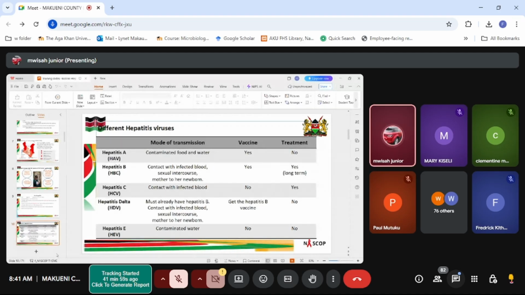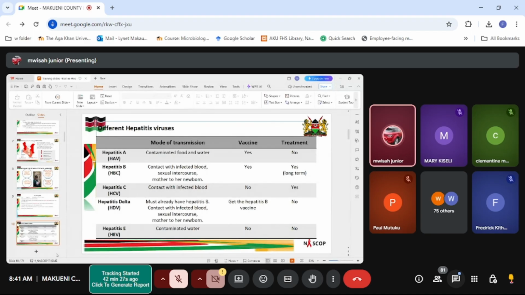This is a chart still explaining the same. Hepatitis A: contaminated food and water is the mode of transmission. It has a vaccine, yes, but treatment, no. Hepatitis B: the modes of transmission are contact with infected blood, sexual intercourse, and mother to a newborn. It has a vaccine, and treatment is there, but it is long-term treatment.